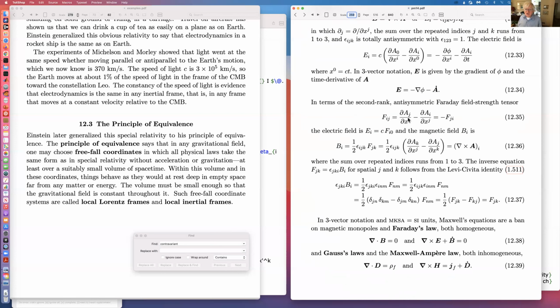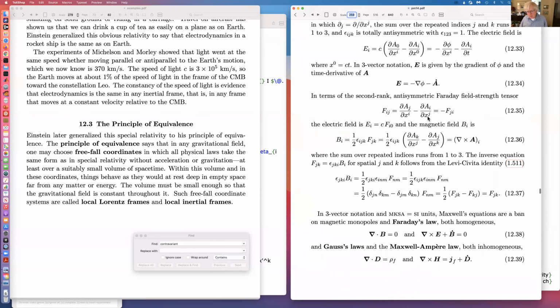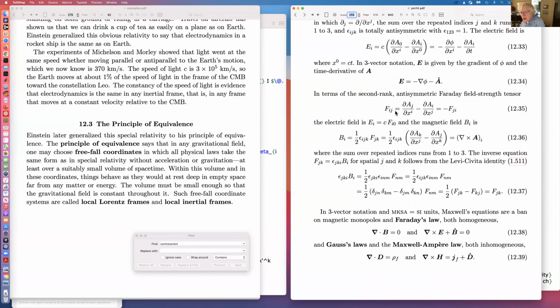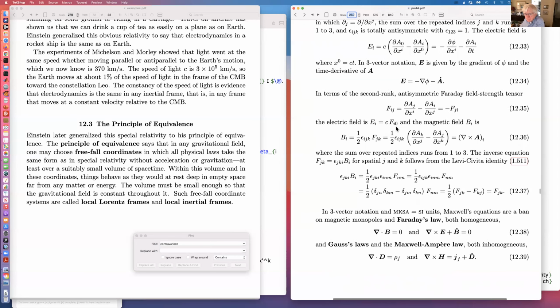Now, a nice way of writing these things is in terms of the Faraday field strength tensor. So then you say partial A lower j, partial xi minus partial A lower i, partial xj. Now here, i and j are going from 0 to 3 because this is a 4 by 4 matrix, and it's anti-symmetric. As you can see, if you interchange i and j, you get a minus sign. And the electric field then is C times Fi0.